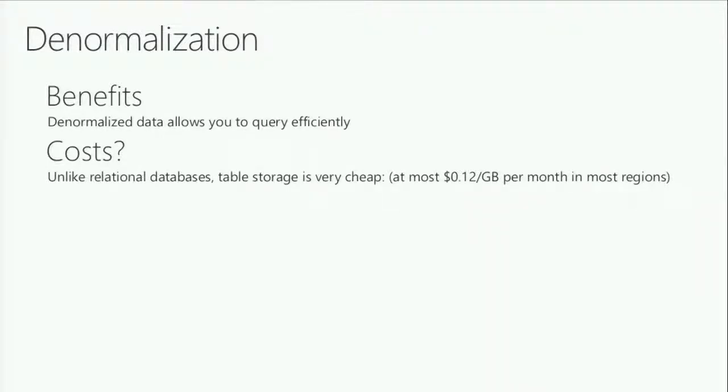To turn table scans into partition scans or partition scans into point queries, we use denormalization. This is a word that if you're coming from a SQL background, probably is not something you've been encouraged to do over the years. But in table storage, it's actually a really beneficial approach. Denormalized data allows you to query efficiently, get exactly the data that you need. And unlike relational databases, table storage is very cheap. And you see the price there. It ends up being really cheap to store lots of data. So duplicating data doesn't have the cost that maybe it did in other databases.